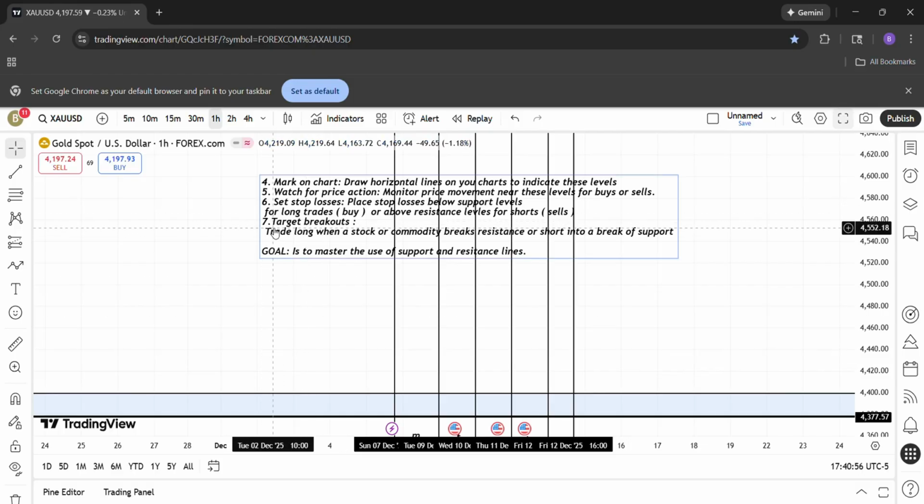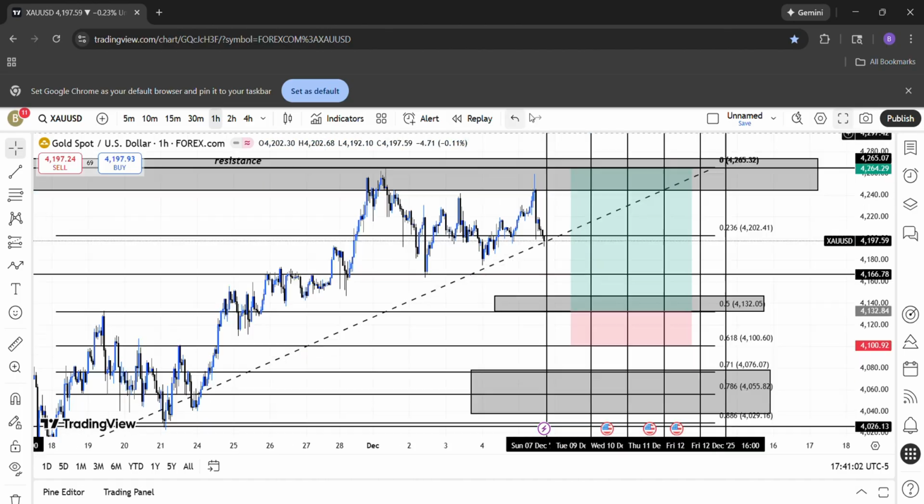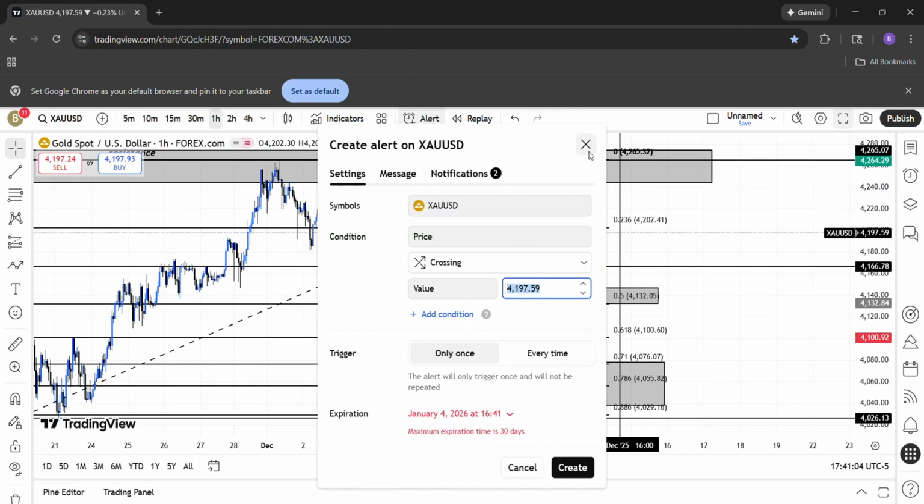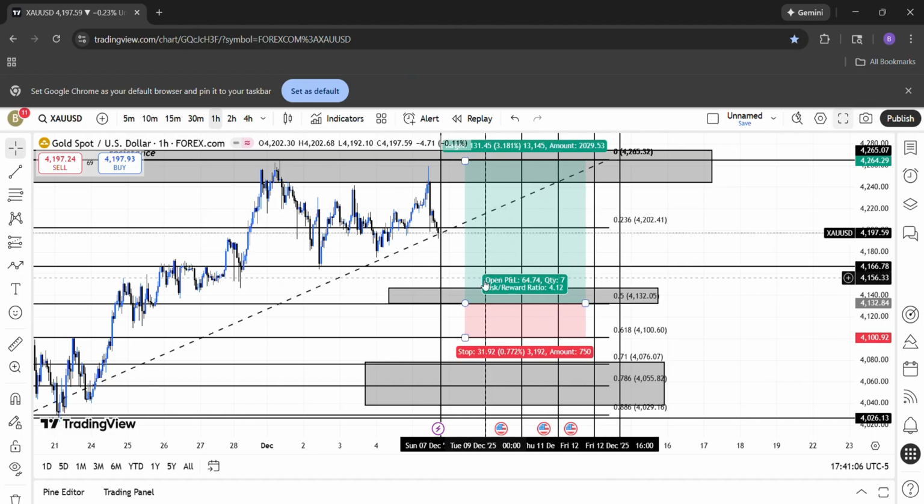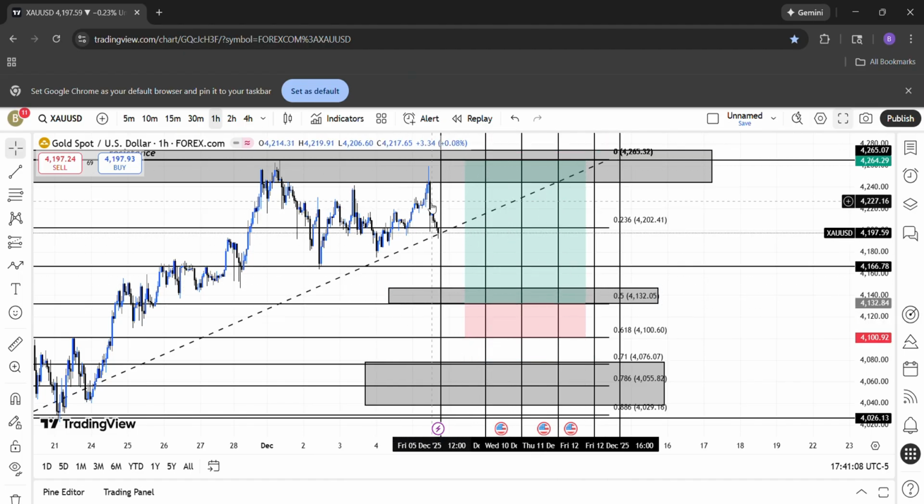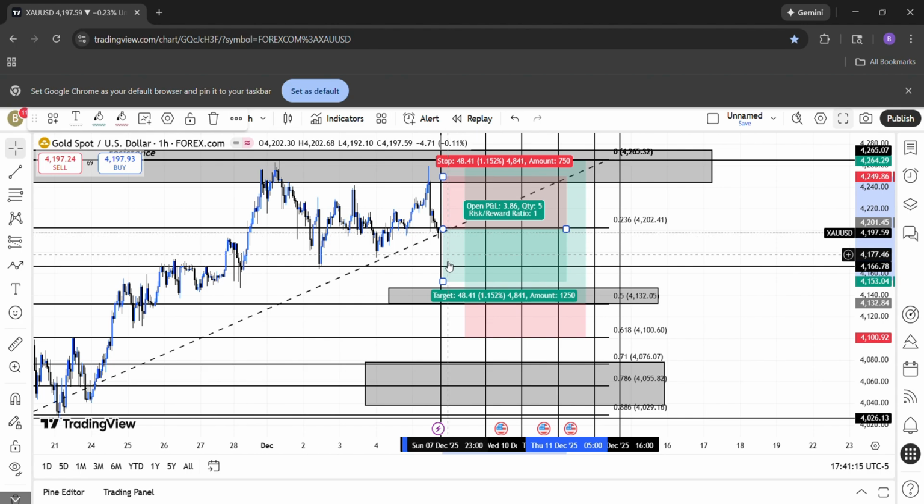Now we go ahead and 7, target breakouts: trade long when a stock or commodity breaks resistance, or short into a break of support. So this is a long. This is what you'd consider a long, right? When you're going to the upside, target the upside. So this would be a support, right? And what would you do? You would trade into a short, right?